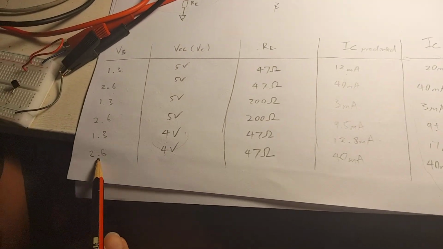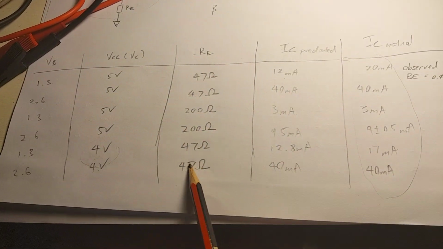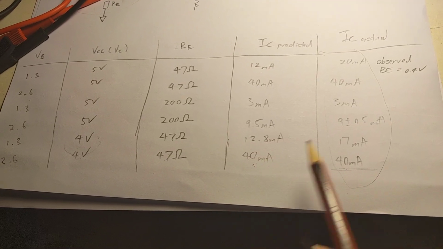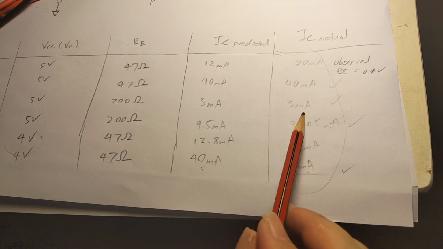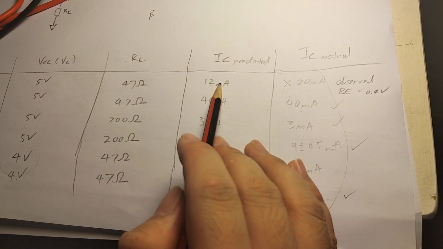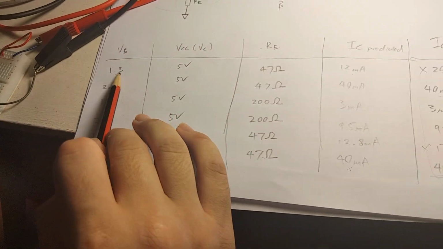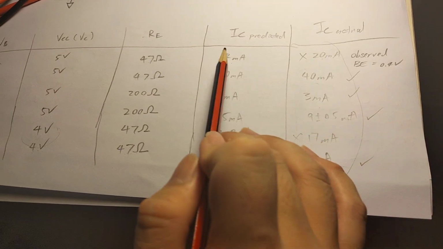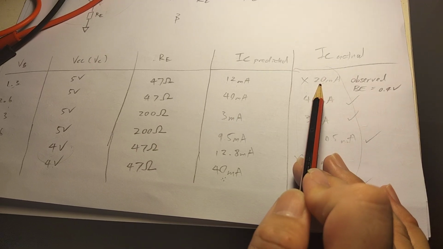So this 2.6 volt, 4 volt VCC, 47 ohm emitter resistor has a 40 milliamp measured collector current, which is the predicted one. So these are all almost exactly the same as the predicted values, but these two are quite different. So this one predicts 12 milliamps, but the actual measured is 20 milliamps. So by feeding 1.3 volts in the base and 47 ohms in the resistor, I'm not getting a 12 milliamp collector current. I'm getting a 20 milliamp collector current, which is very strange.